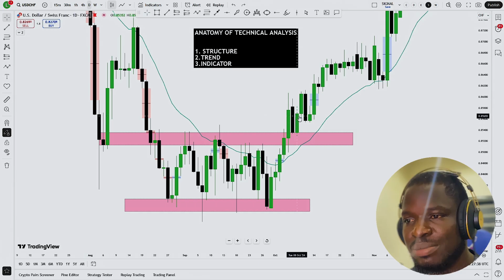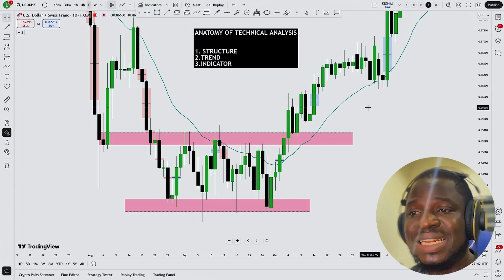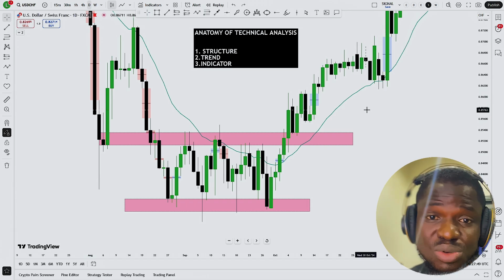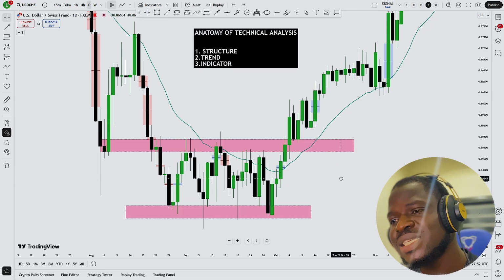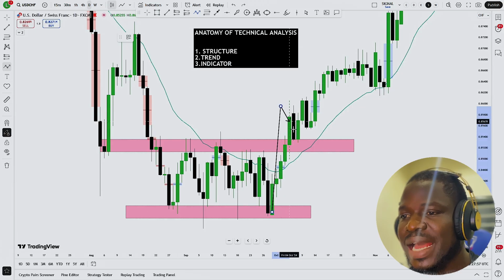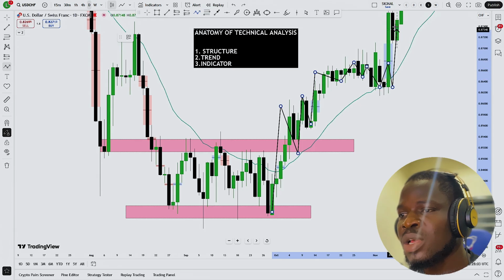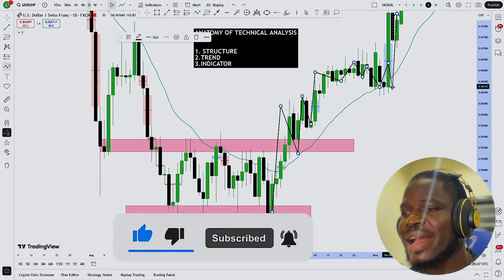We have to establish the structure of the market because it is the first step of the anatomy of technical analysis. The structure, you have to know where the price action is heading to, either to the downside or to the upper side. But in this example, the price action is what? Bullish structure. We're having higher high, higher low, higher high, higher low, higher high, higher low, then price consolidated a little bit before the new creation of the higher high.